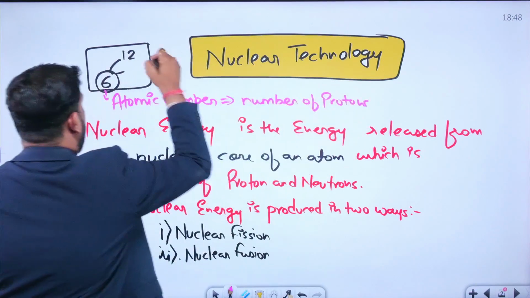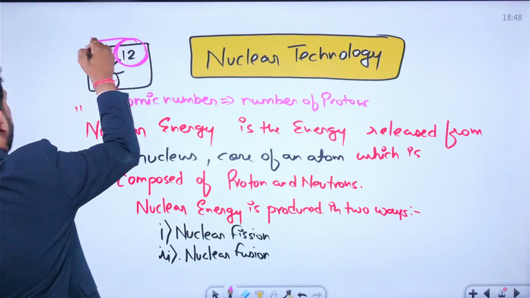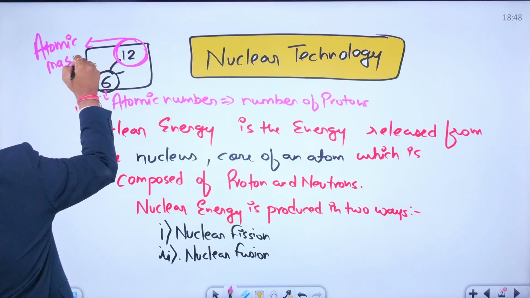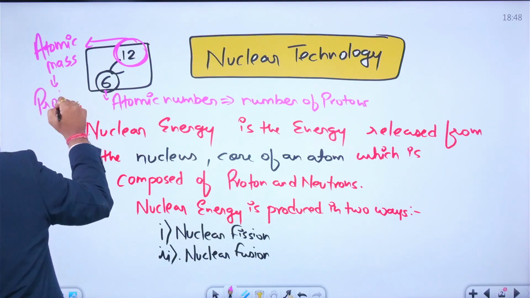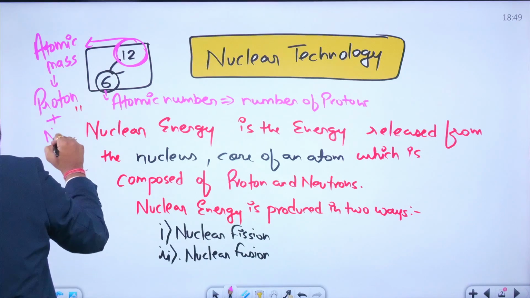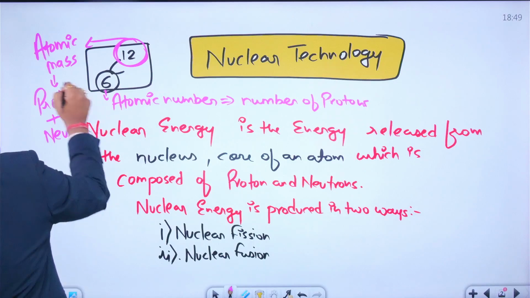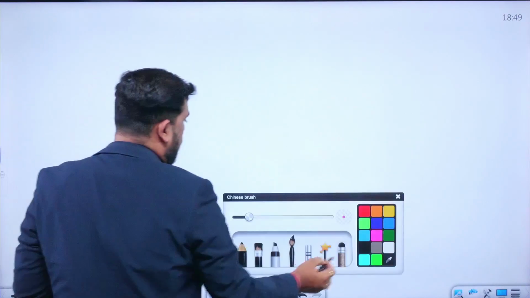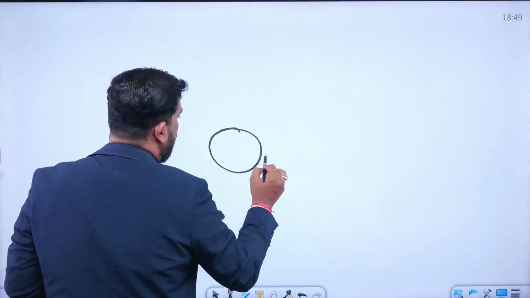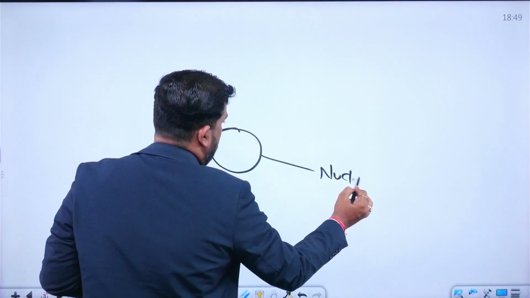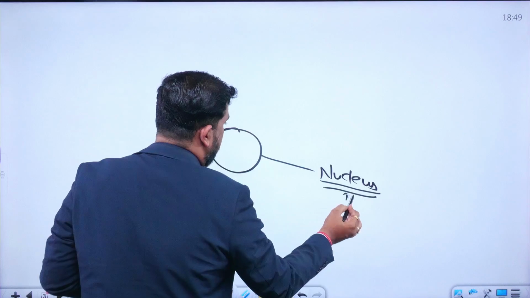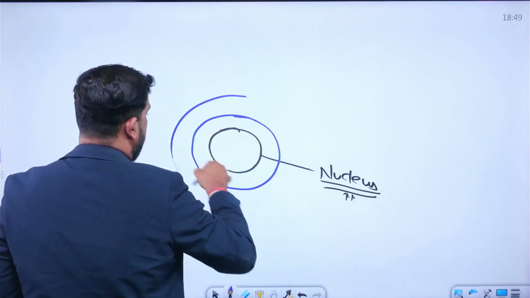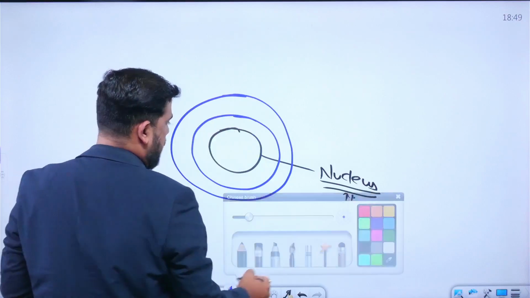But when we talk about the upper part, this is the atomic mass. And what is atomic mass? Atomic mass is the sum of protons and neutrons. As you know, in the smaller classes, when we talk about any atom, it has one nucleus that was discovered by Rutherford, and outside of it there are several orbits in which electrons are present.